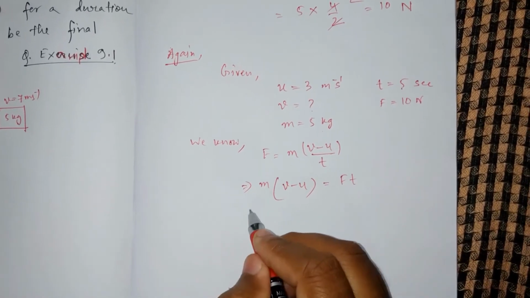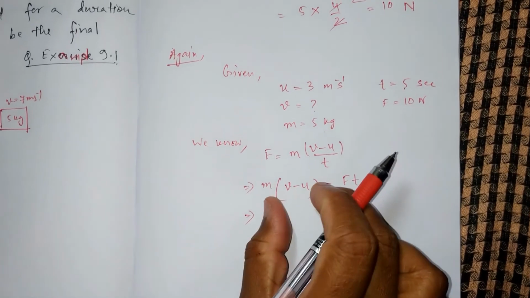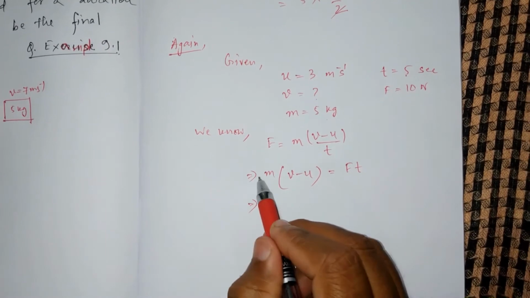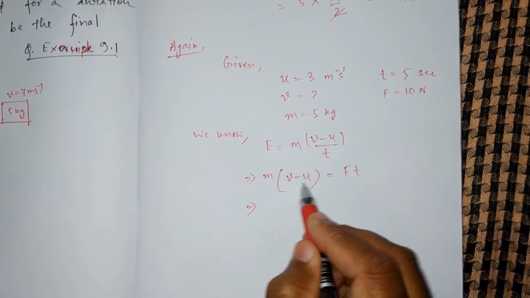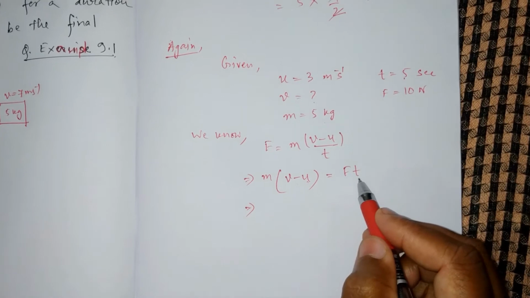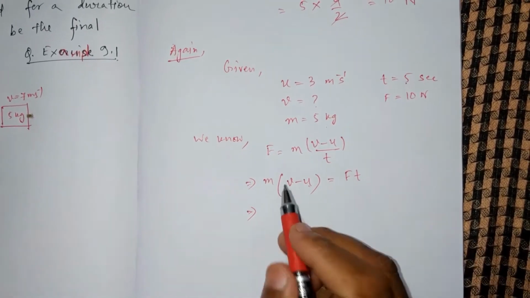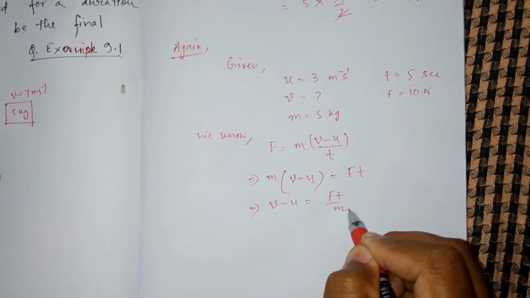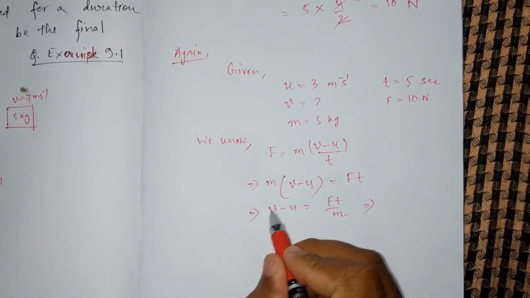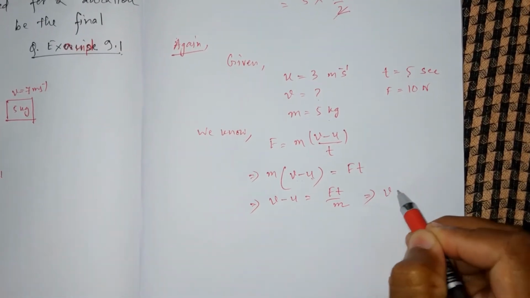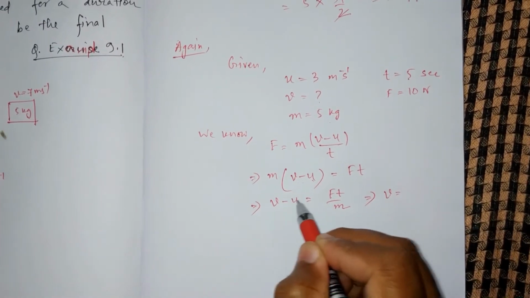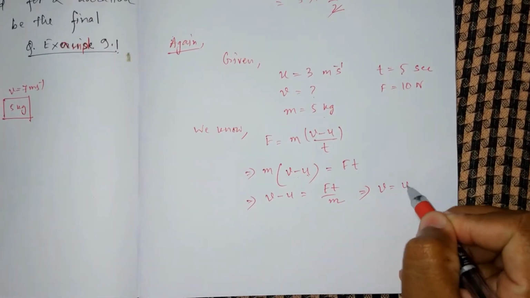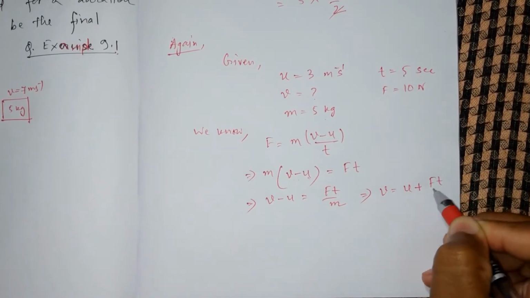So in the next line, what we can write, I'll just keep this v minus u in the left side, and I will take this m from the left side to the right side. Here it is multiplied with this part, so after going to the right side, it will be divided, okay. So it will be v minus u equal to F t by m. In the next line, I will keep this v in the left side, and I will take this minus u to the right side, so here minus, it will be plus there, okay. So u plus F t by m.